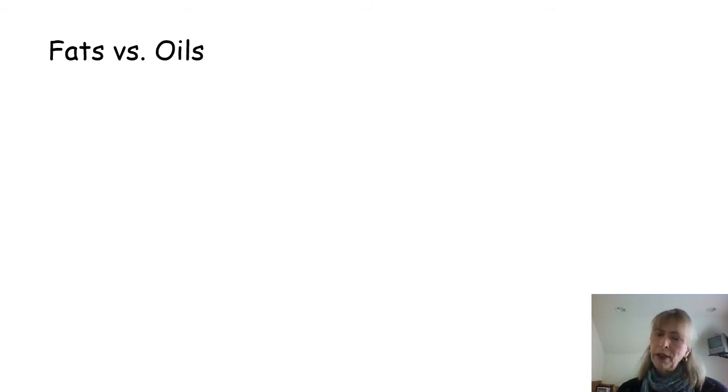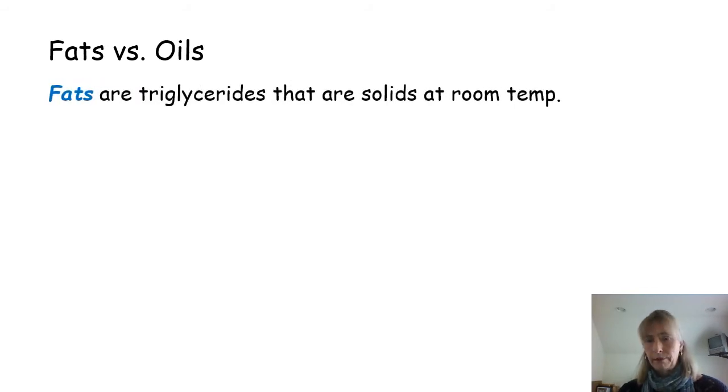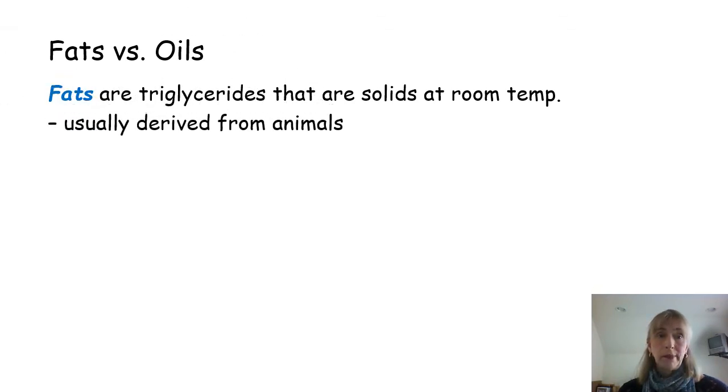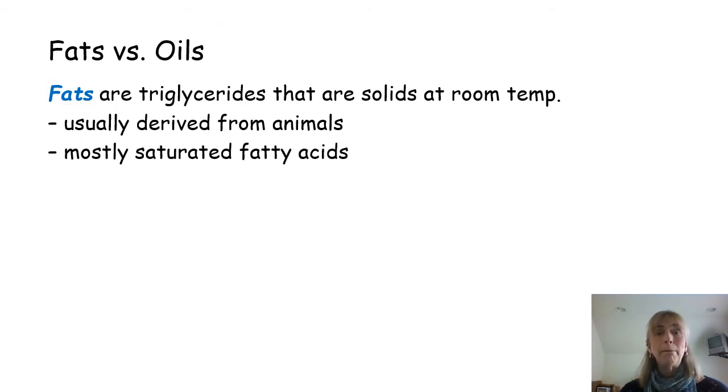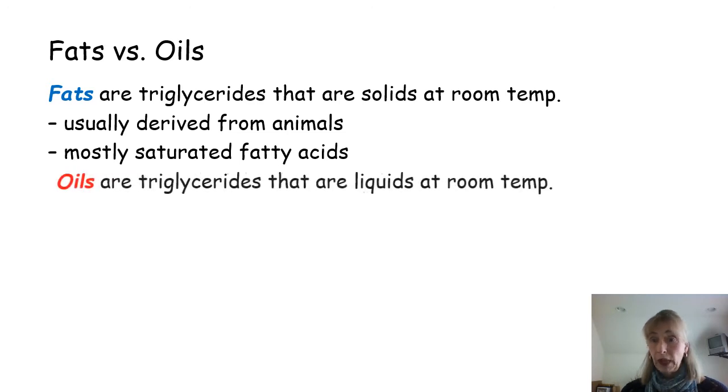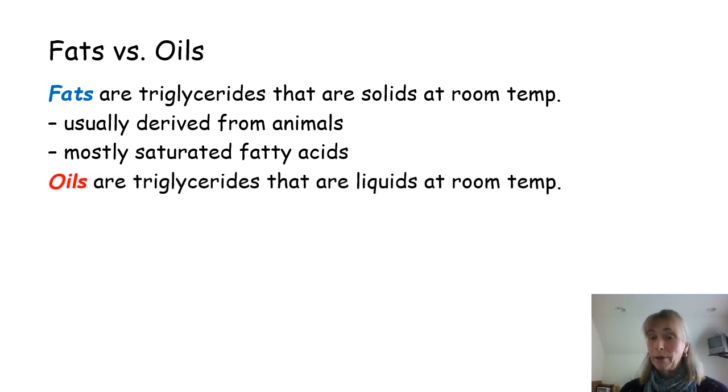All right, so fats versus oils. Fats are triglycerides that are solids at room temperature. Fats are usually derived from animals, and they're mostly saturated fatty acids. They have a high melting point, so at room temperature they're going to be solids.